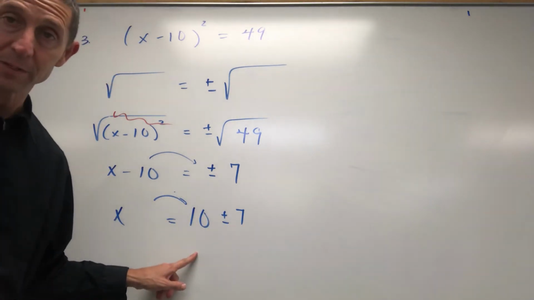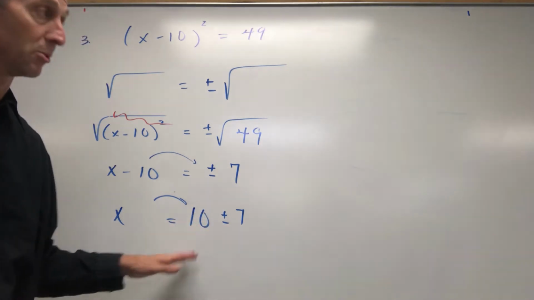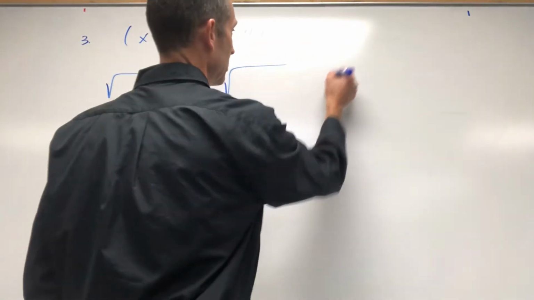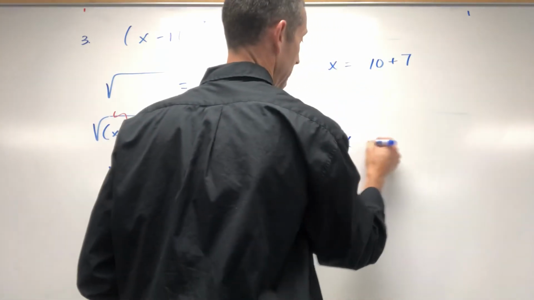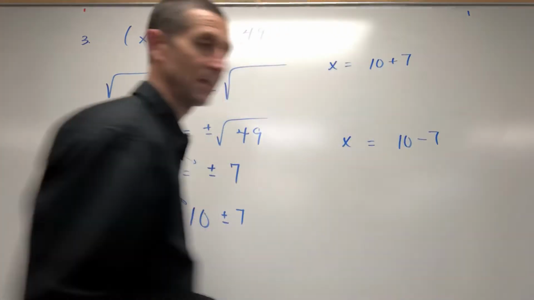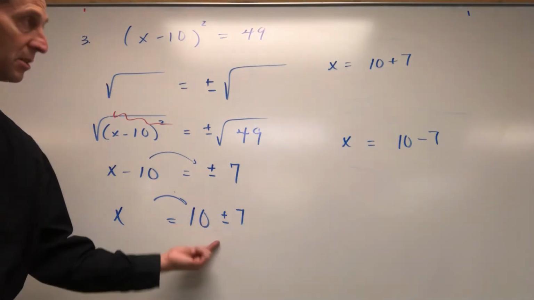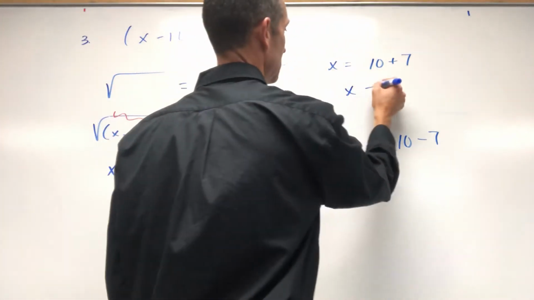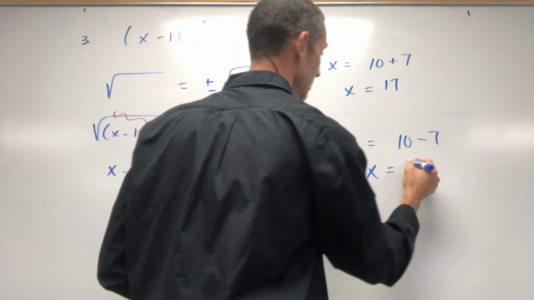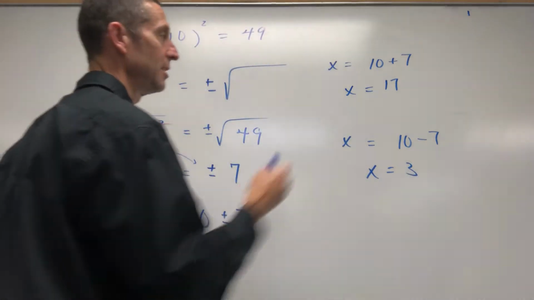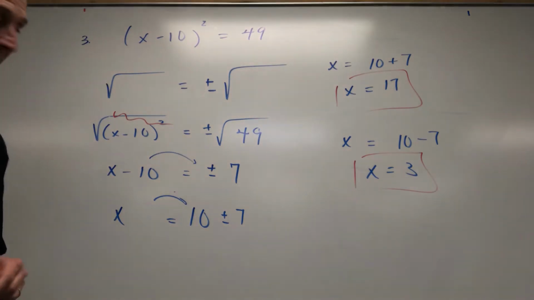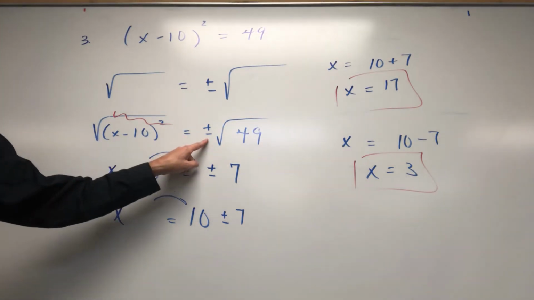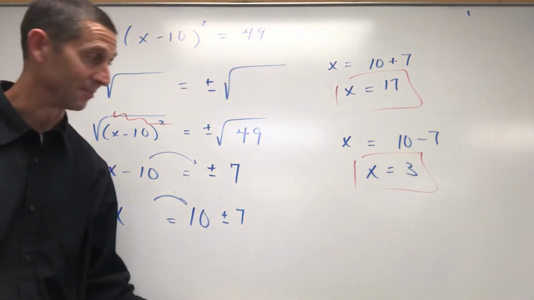Don't leave it like that. Sometimes people get a little lazy and just leave it as plus or minus 7. Think about it this way. You've got x is equal to 10 plus 7, and you have x is equal to 10 minus 7. So you've actually got two parts, plus 7 and minus 7. So x is going to equal 17. x is going to equal 3. And you've got your two answers. All right, don't forget plus or minus. It's a big deal.